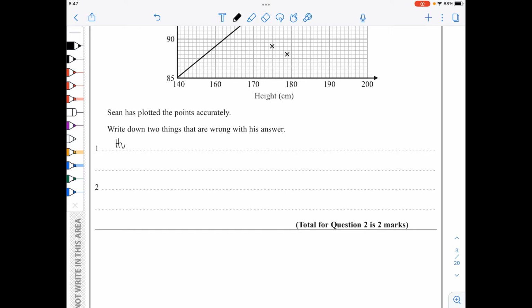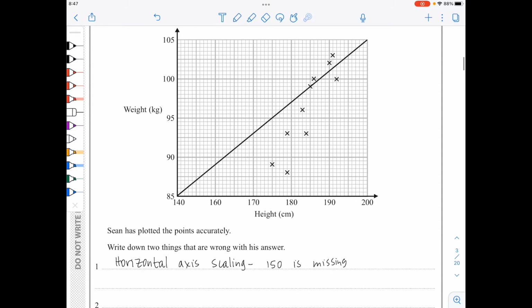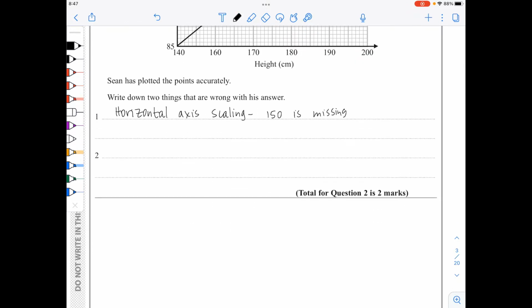So horizontal axis scaling is wrong, and 150 is missing. And then if we look at the line of best fit that was drawn here, it's obviously wrong. I expected something like this, so the line of best fit is incorrect.